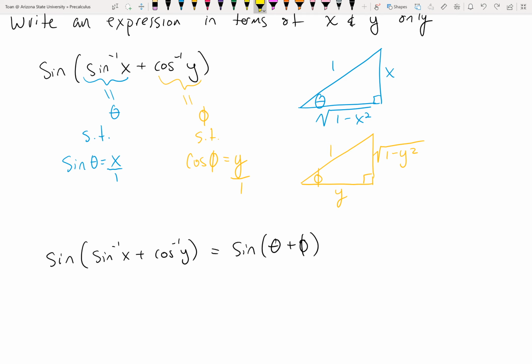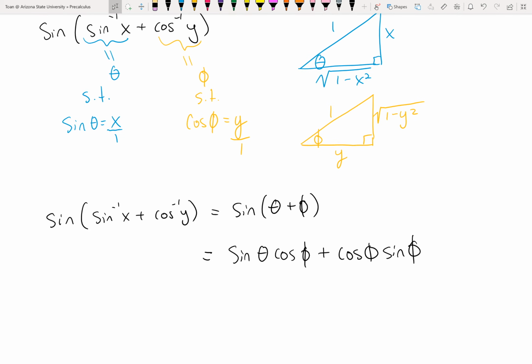Well, this is just a sum identity, right? We do have the sine of a sum formula. And according to the sine of the sum formula, that's sine of the first angle, cosine of the second angle, plus cosine of the first angle, sine of the second angle. Now, to figure out these sines and cosines, you just look at the complete picture.